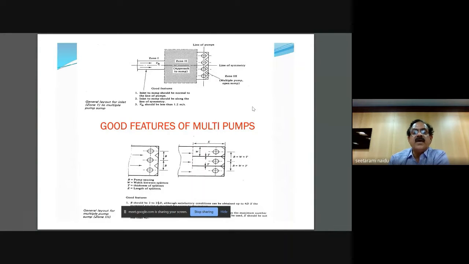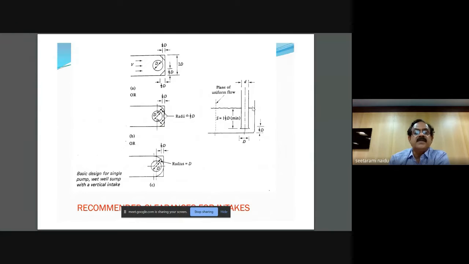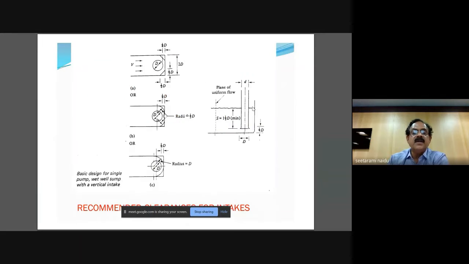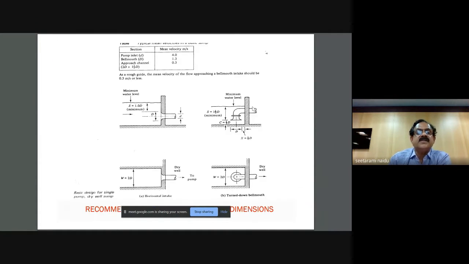Good features of multi pump sumps are given here. No sharp cuts. It should be curved, all should be curved. And see, the recommended practice: the minimum submergence above the suction pipe is 1.5 diameter. This is the minimum requirement, not less than that, for best performance. Of course, there may be exceptions to go away from this standard practice. This is the arrangement, how it should be.